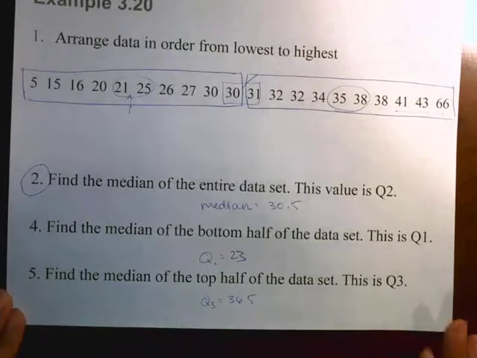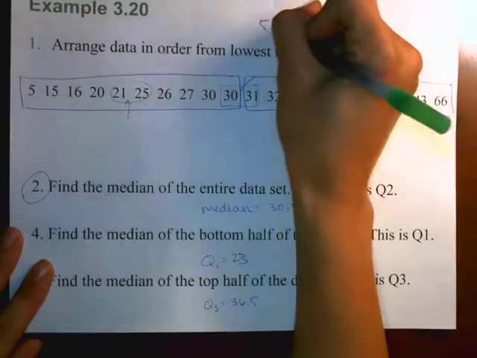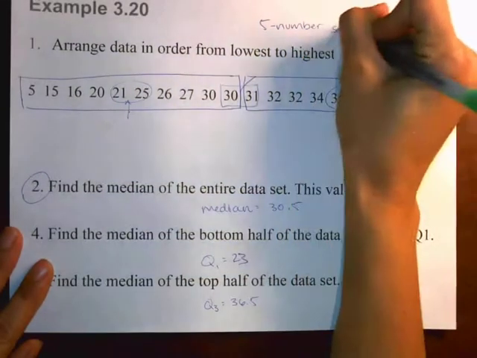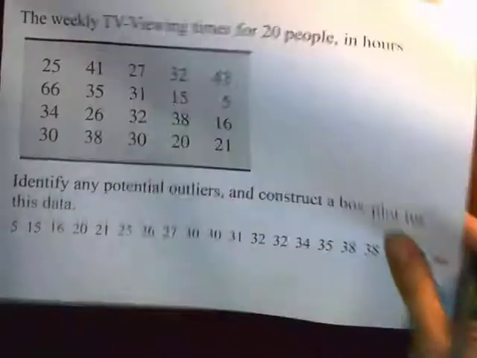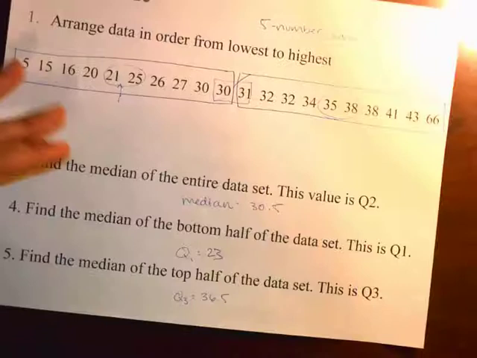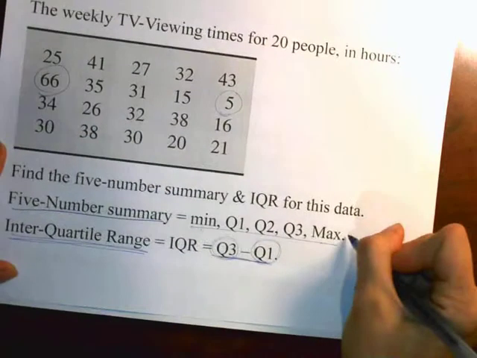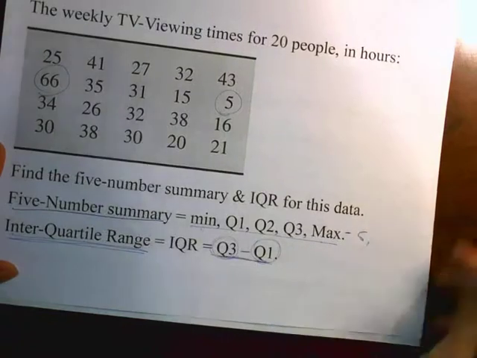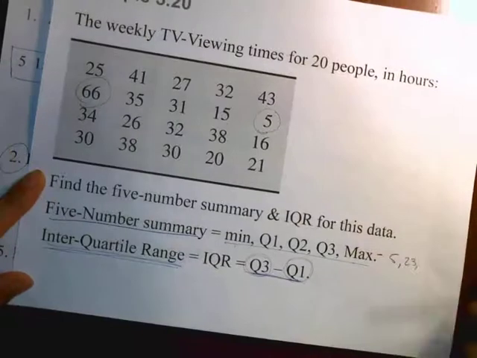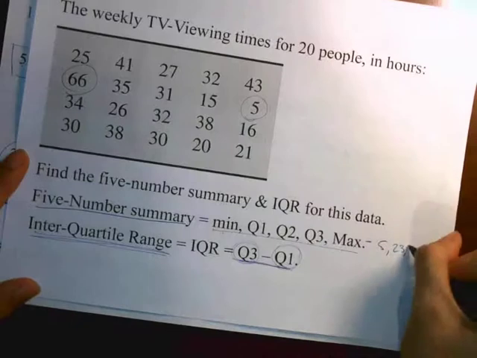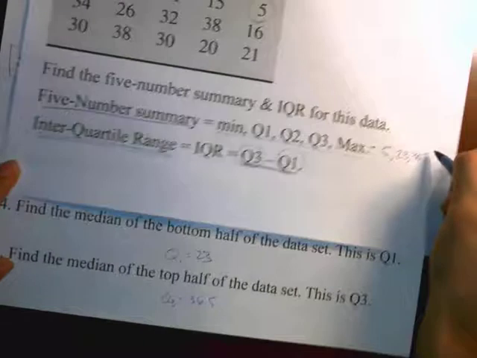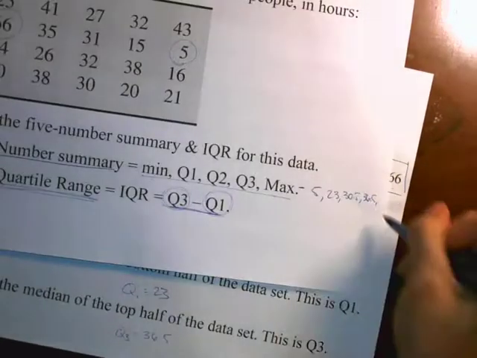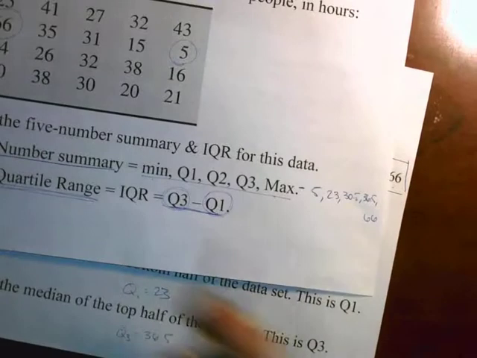Okay. So our 5-number summary is the minimum, the maximum, and the 3 quartiles. So I have the minimum, 5, Q1, which I found to be 23, Q2, which is the median, 30.5, Q3, which is 36.5, and the maximum, which was 66.